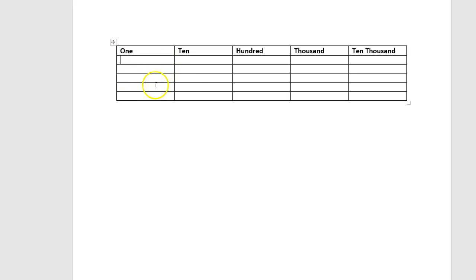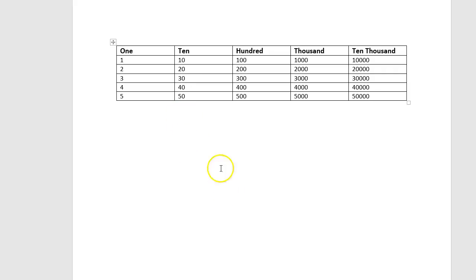Okay, in each one of these underneath, I'm going to type 1, 10, 100, 1,000, 10,000. Then I'm going to go 2, 20, 200, 2,000, 20,000, 3, 30, 300, 3,000, 30,000, 4, 40, 400, 4,000, and 40,000. And finally 5, 50, 500, 5,000, and 50,000.